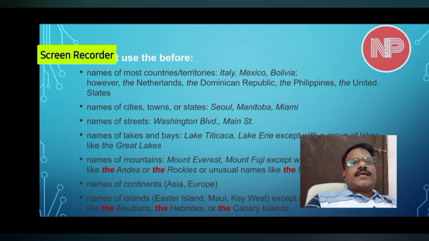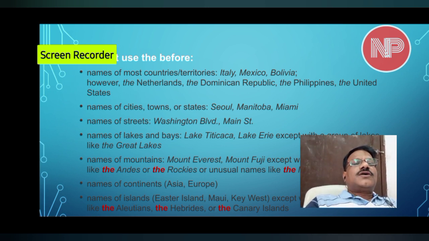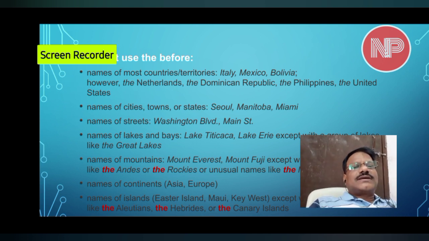The names of cities, towns, or states also don't take the article the. Names of streets, for example, Washington Boulevard or Main Street or Gandhi Road, like that. These names of streets don't take any article like the, meaning we should not use the before these nouns.